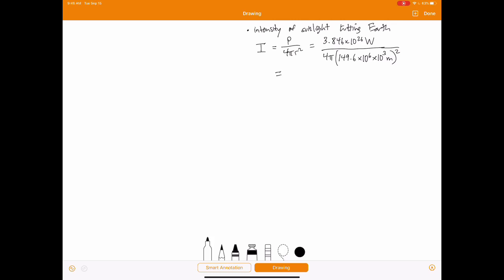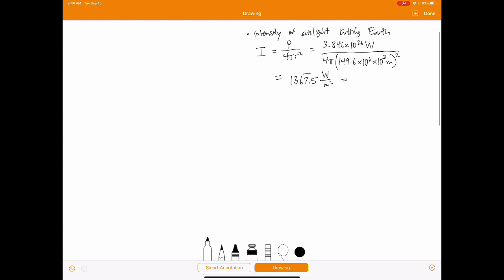Okay, so if you calculate this, you'll get 1,367.5. Units are watts per square meter. We'll round it to 4 sig figs, because the numbers we're plugging in have 4 sig figs. And this is 1,368 watts per square meter when we round it.